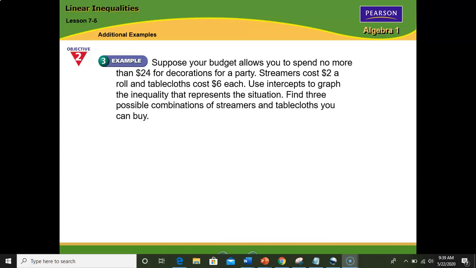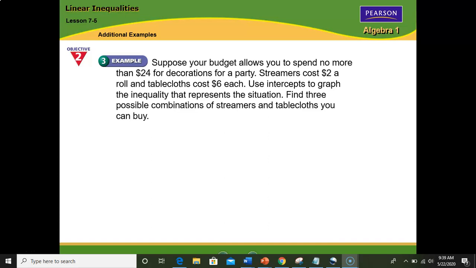So it's going to be really important for us to know what our intercepts are so that we know where our line begins and ends in our graph. So we're going to be using intercepts to graph this boundary line that represents our inequality when we write it.